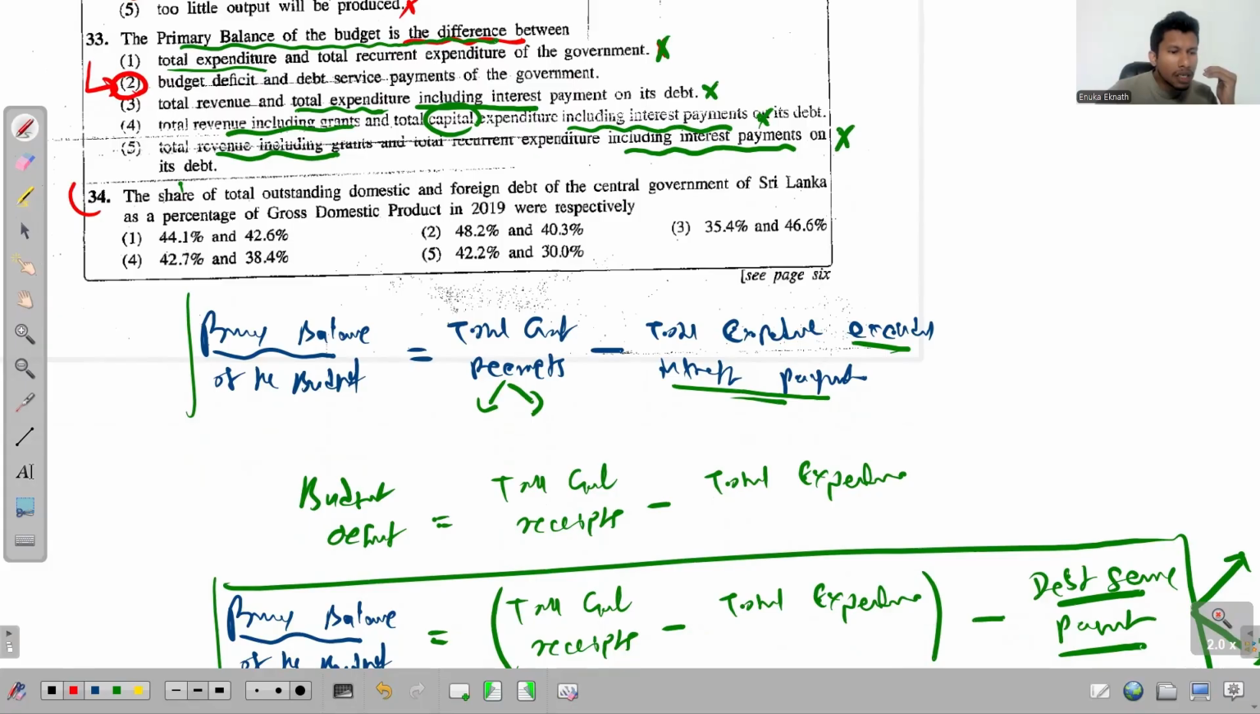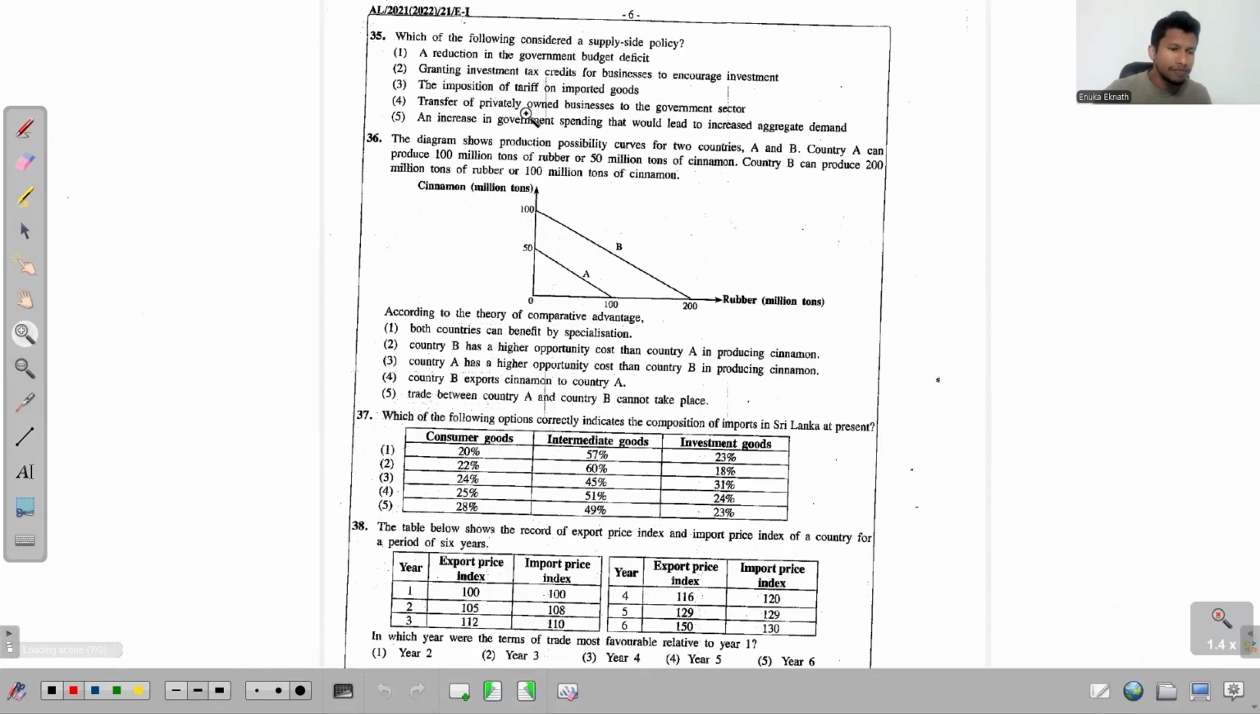Right. Look at this question 34. It says the share of total outstanding domestic and foreign debt of the Central Bank of Sri Lanka as a percentage of okay. So this is not going to be relevant to your A level year. So we'll skip this one. Right. Look at this question 35 now.